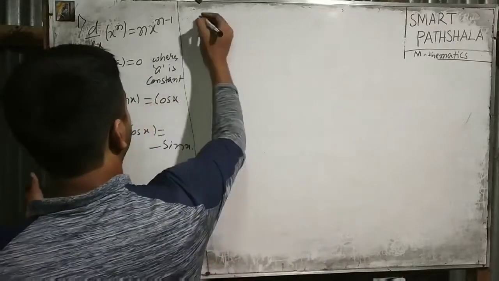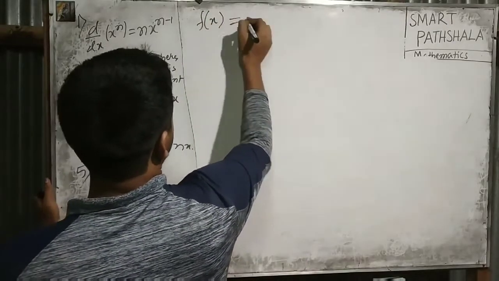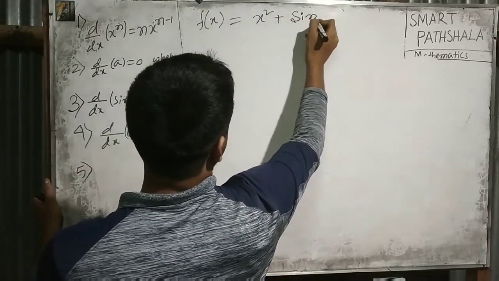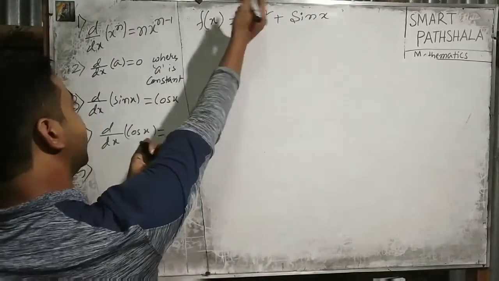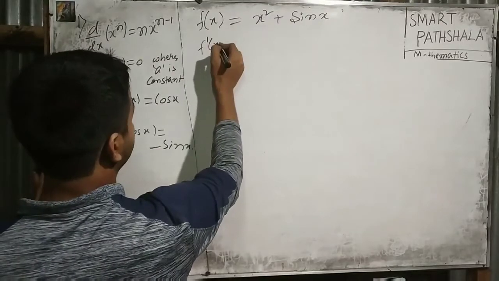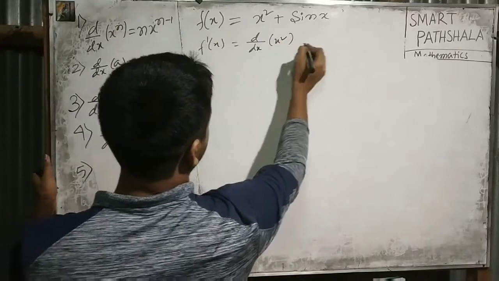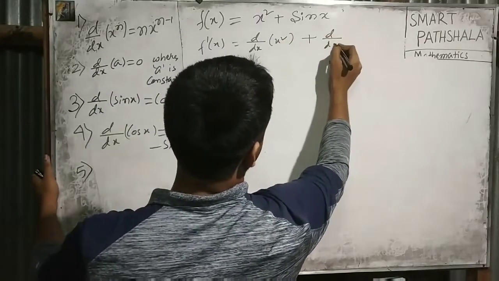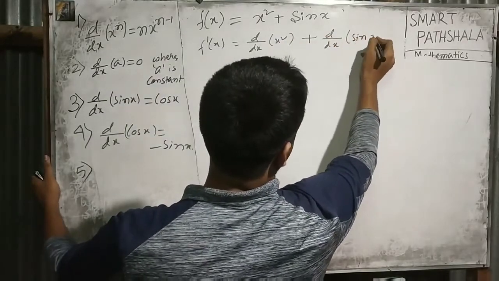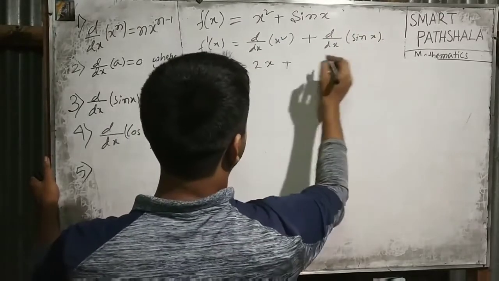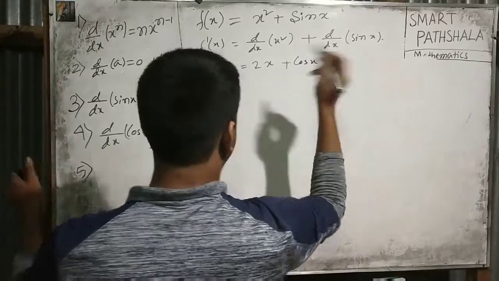Now suppose you are given a function f of x, which is x squared plus sin x. Now what can be done here? Again, apply the similar thing. f dash x is equal to d/dx of x squared plus d/dx of sin x. We know x squared gives 2x, and sin x gives cos x. Hence solved.